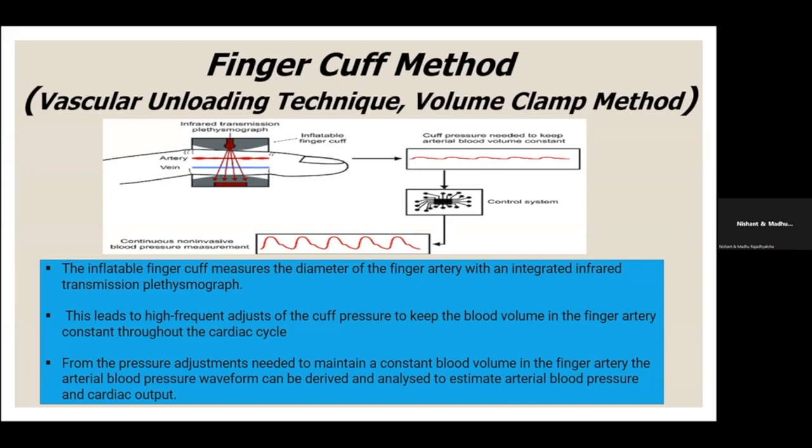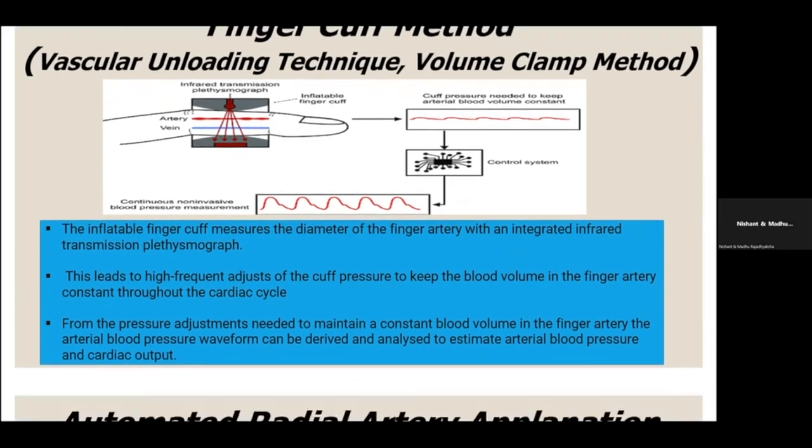From the pressure adjustment needed to maintain a constant blood volume in the finger artery, the arterial blood pressure waveform can be derived and analyzed to estimate the arterial blood pressure and cardiac output.